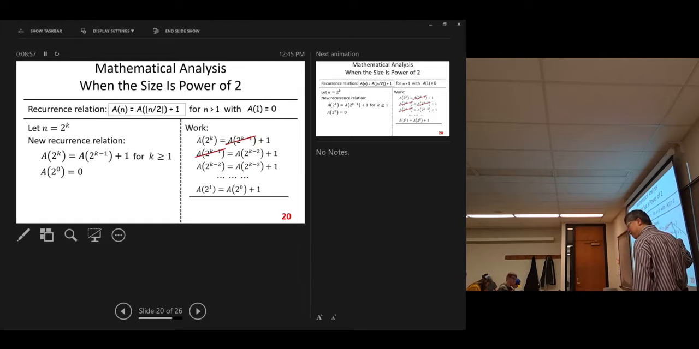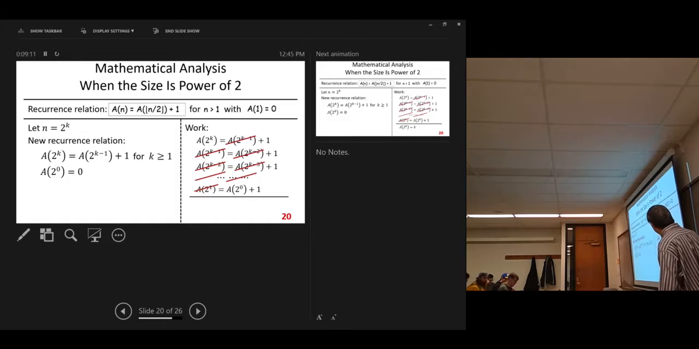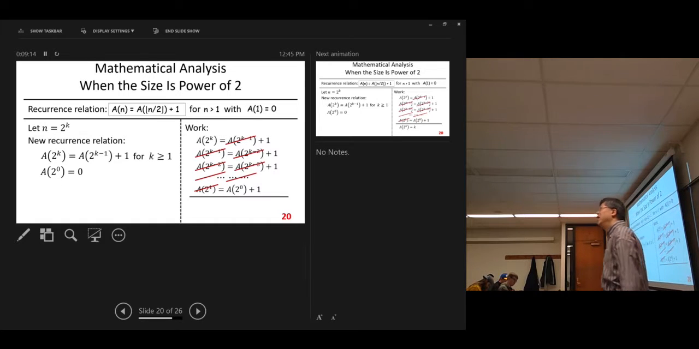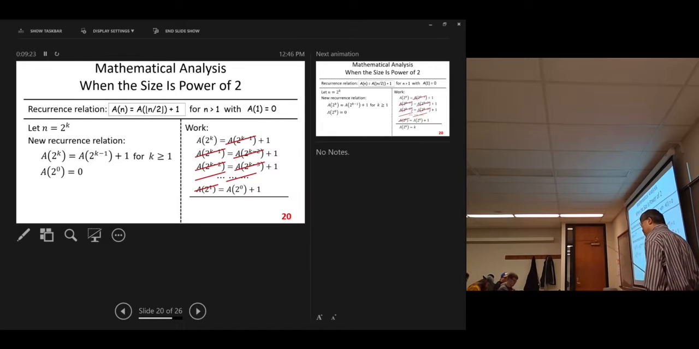Cancellation like this. Left, right, the same term, cancel out. You can see this kind of diagonal cancellation, right? This kind of diagonal cancellation, until we cancel out all these terms. Remaining terms, left-hand side, A of n. But now the question, right-hand side. What do we have at the right-hand side? Because A term, this is 0.